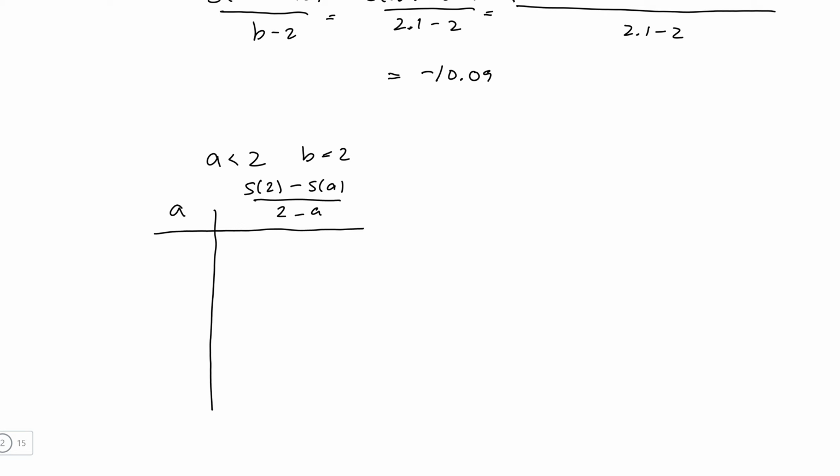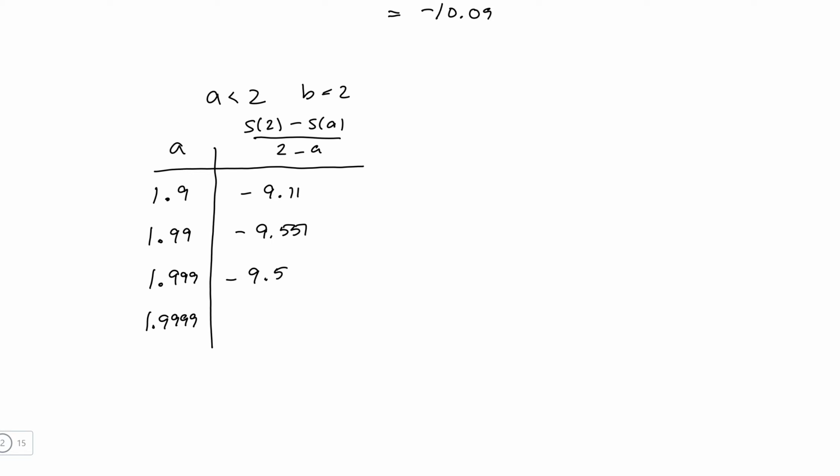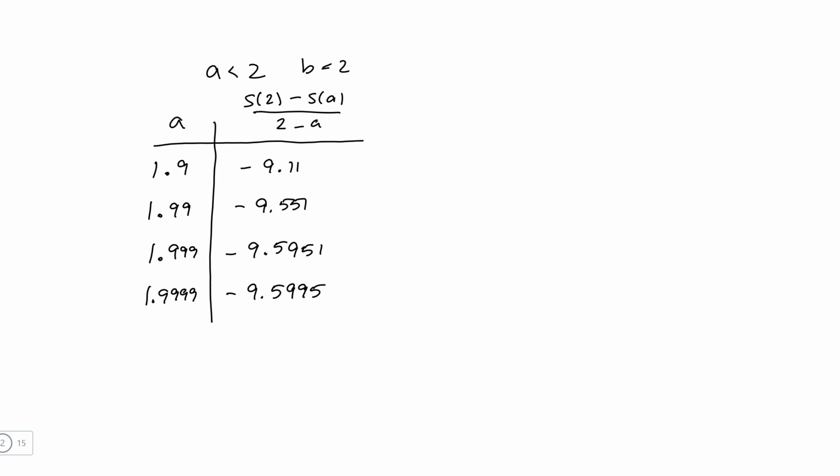And so for the values of a being a little bit smaller, maybe we look at 1.9, 1.99, 1.999, 1.9999. If we evaluate these, they get minus 9.11, minus 9.551, minus 9.5951, and minus 9.5995. So this is our estimate for the speed at t equals 2.